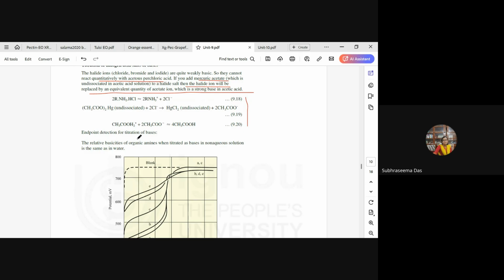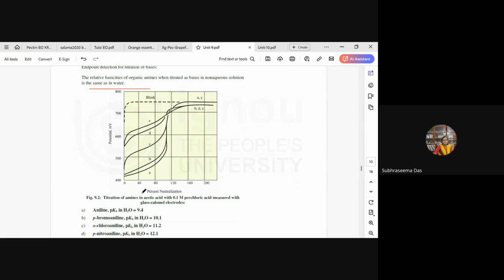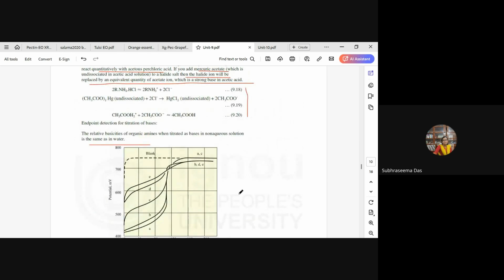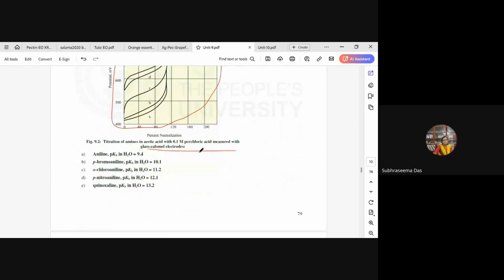The relative basicities of organic amines when they are titrated as bases in non-aqueous solution is the same as in water. In figure 9.2, you can see the titration of amines in acetic acid with 0.1 molar perchloric acid, measured with a glass calomel electrode. Different types of amines and their titration curves are shown as A, B, C, D. A represents aniline, B represents para-bromoaniline, C is ortho-chloroaniline, and D represents para-nitroaniline.